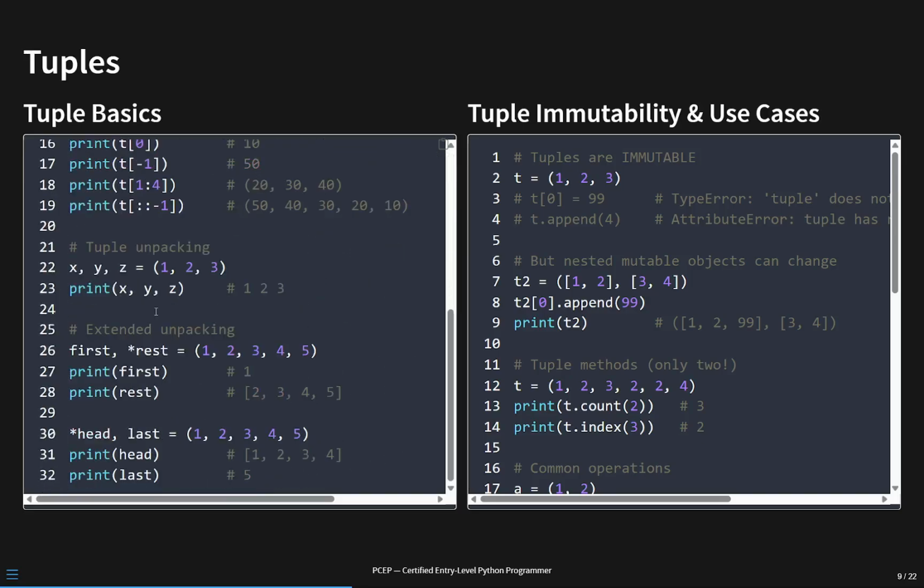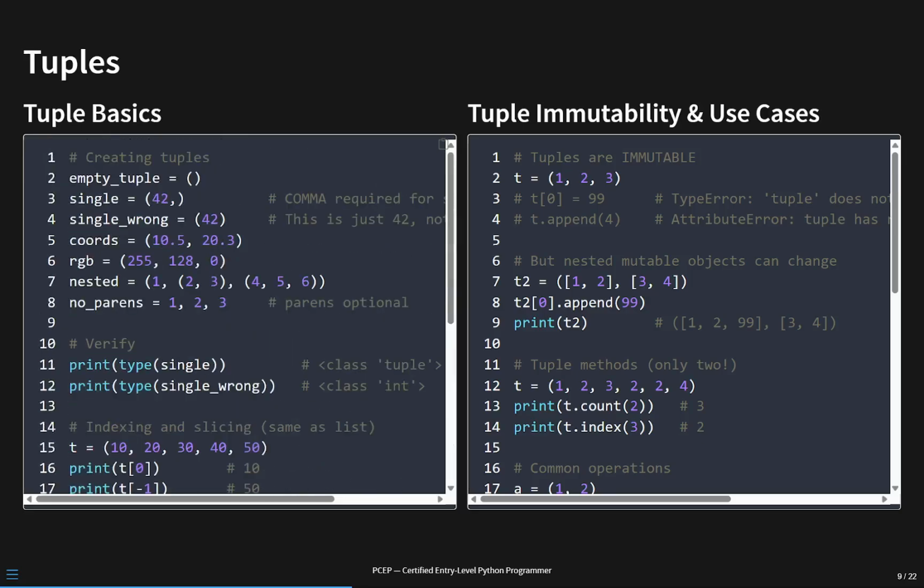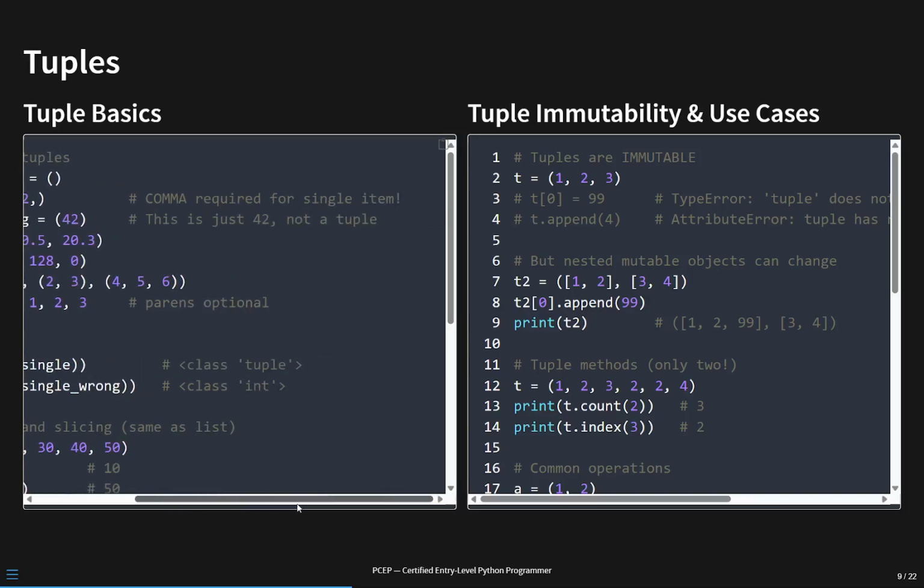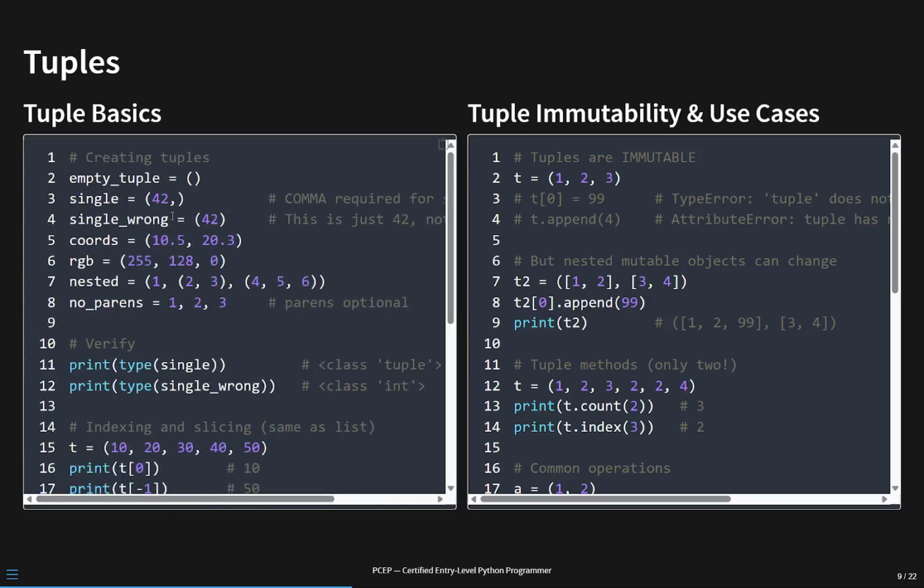Creation syntax: parentheses with comma-separated values. The single-element tuple trap: (42) is just the integer 42 in parentheses. (42,) is a tuple containing 42. The comma is what makes it a tuple, not the parentheses. This is one of the most common exam questions. You can even write 42, with no parentheses. That's also a valid tuple.